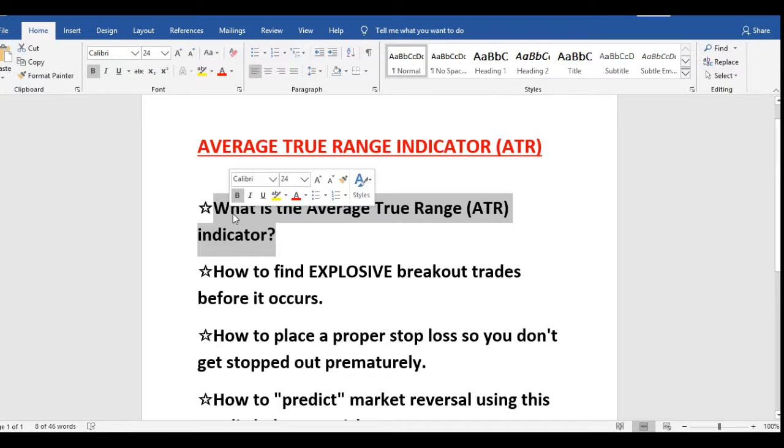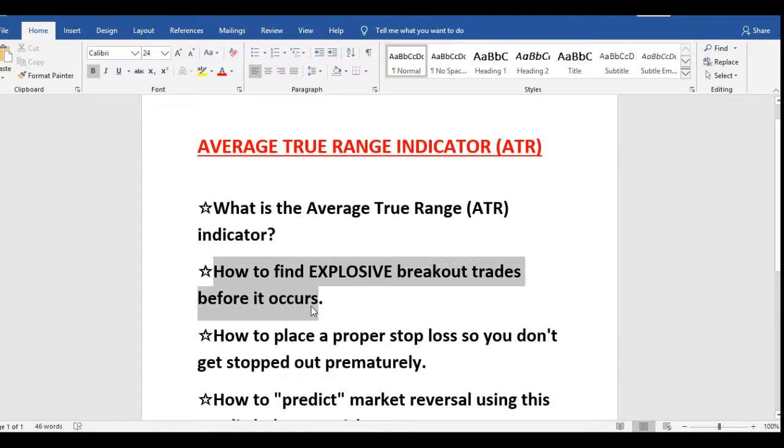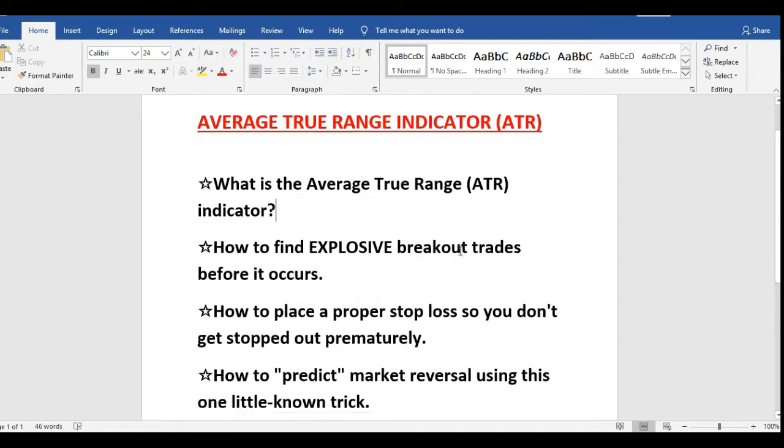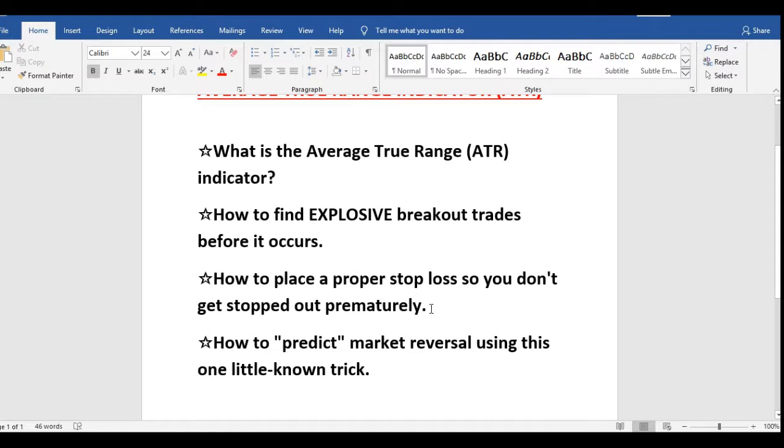Number one, we are going to discuss what the average true range is. Number two, we are going to talk about how to find explosive breakout trades before they occur using the average true range. And number three, we are going to talk about how to place a proper stop loss so you don't get stopped out prematurely.